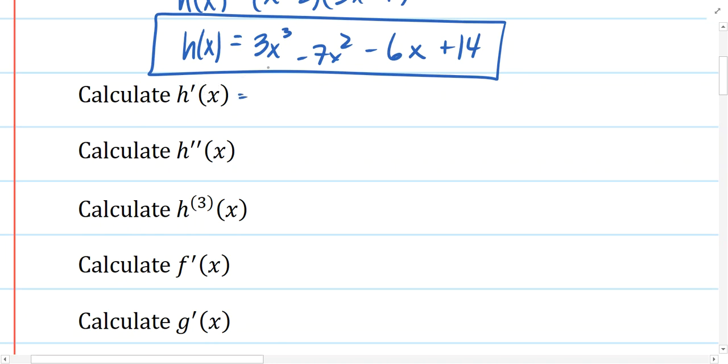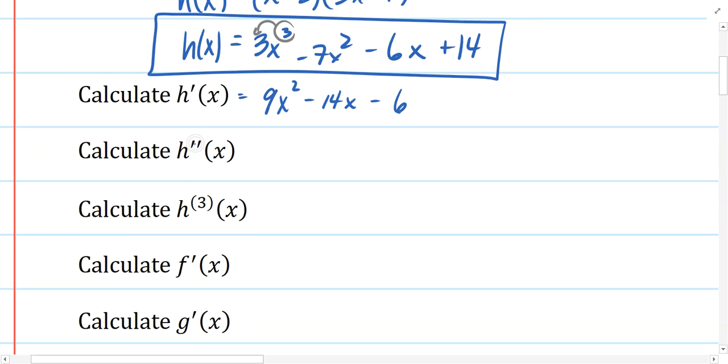Well, h prime of this polynomial, which follows a series of power rules, is going to look like 9x squared, because again we're taking the power of 3 and multiplying it by this coefficient and reducing the power by 1. For our second term we'll end up with 14x to the first power, and for our third term minus 6.